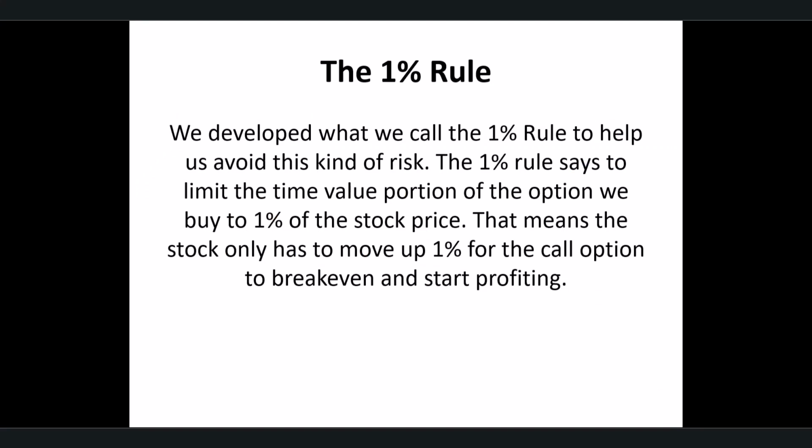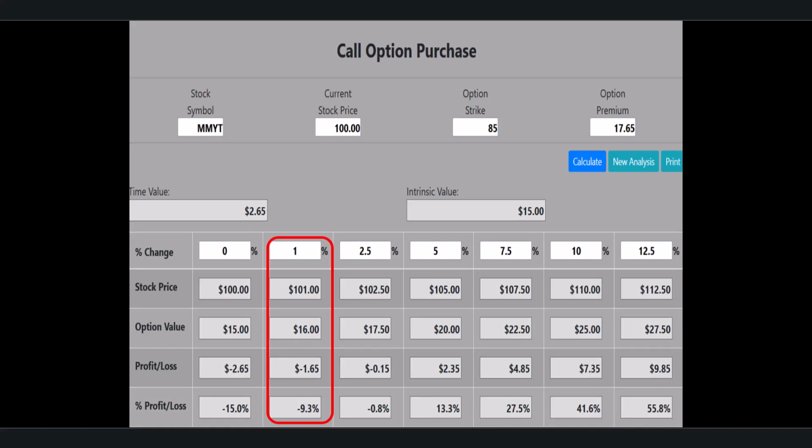The 1% rule says to limit the time value portion of the option we buy to 1% of the stock price. That means the stock only has to move up 1% for the call option we purchase to break even and start profiting. Now let's take a look at buying the 85 strike call to see if it qualifies for the 1% rule. Here is the call option calculator picture for the 85 strike call.